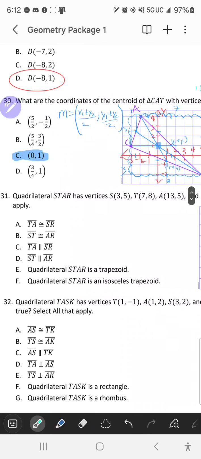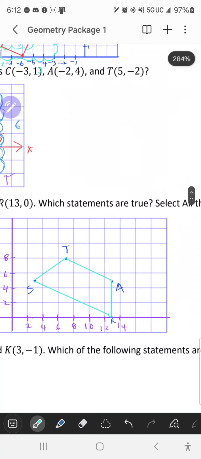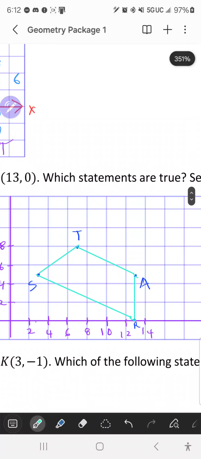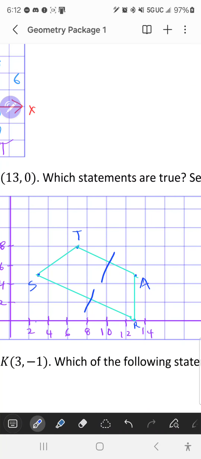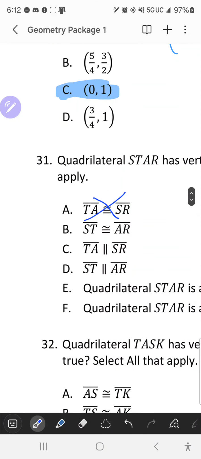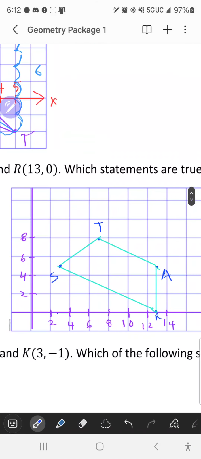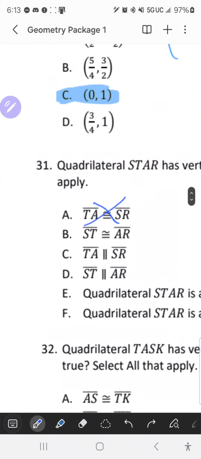Now, is TA equal to SR? So TA, SR. Just by visualizing it, I see that this is a lot shorter than this. So TA is not equal to SR. You can always use the distance formula if you're not sure, but this is just to scale. That's the reason we're using the points, so it's actually easy to visualize. This is a lot shorter than this, so this is not true.